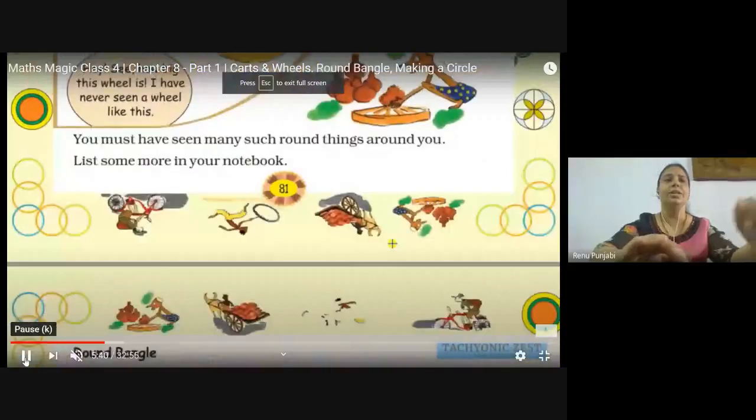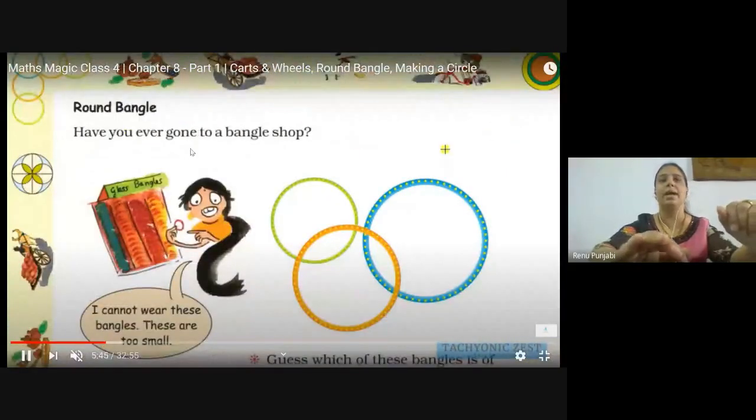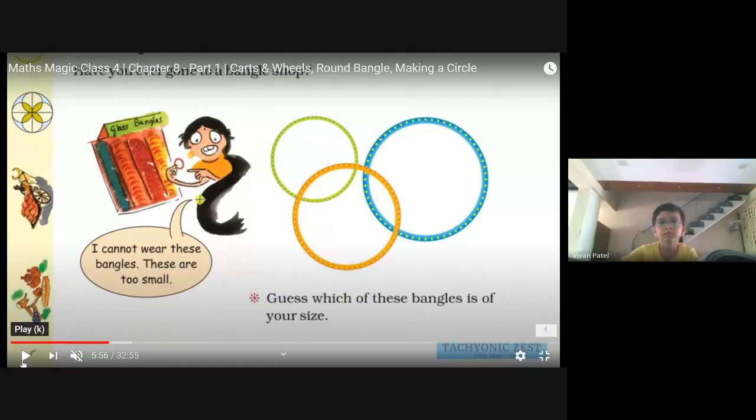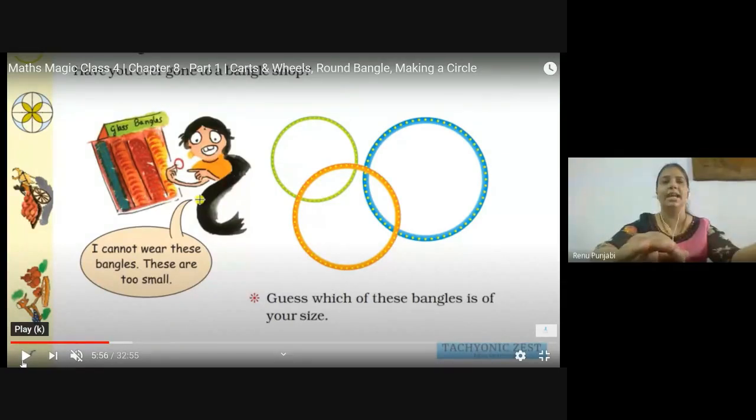Come down. Here also, have you ever gone to a bangle shop? There are different sizes of bangles. I cannot wear these bangles. These are too small. Guess which of these bangles is of your size? Girls, can you please guess? This is just a guess.